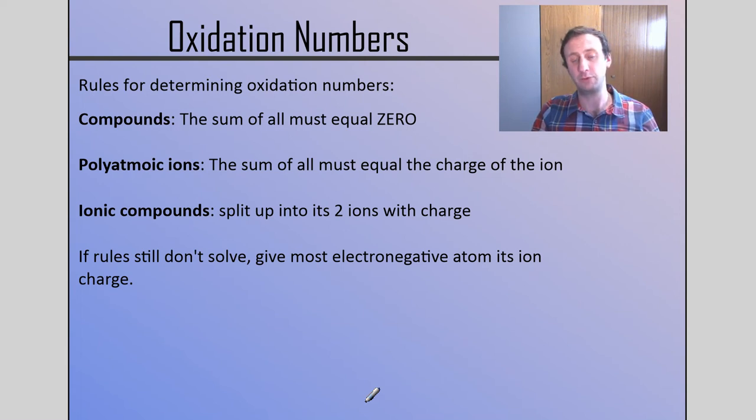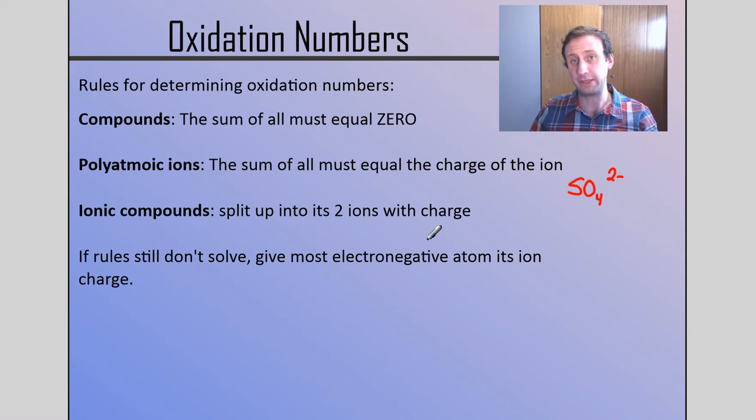Compounds always have to work out to a charge of 0 because that's the charge on the compound. So the oxidation numbers will work out to 0 in total. For polyatomic ions, the sum of all must equal the charge of the ion. Like for sulfate, SO4 2-, if I take a look at all the oxidation numbers in there, it has to come out to a grand total of 2- at the end of the day. And like I just mentioned, for ionic compounds, split it up into its two ions with charge, and then tackle each ion separately, and that will really help.